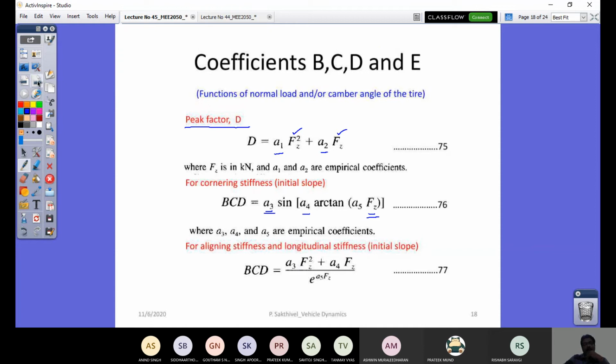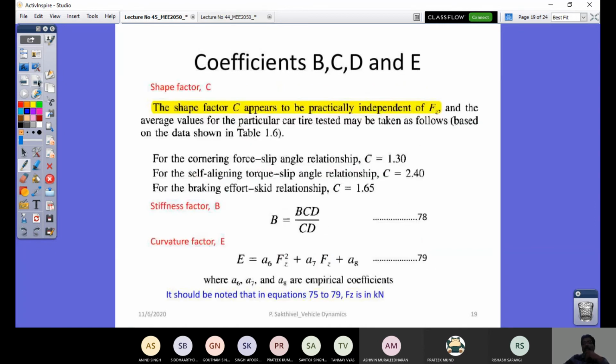And you see now, shape factor is almost independent of FZ. That's what they propose. So you have your constant value proposed. So the C value factor is this. If you are using the equation for this, you have to take these C values. If you are using the equation for aligning torque as a function of slip angle, you have to use this. For braking effort at skid, you have to use this value. That is C. So you have C, D, B, so I would be able to have my B.